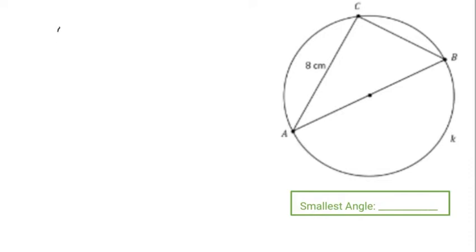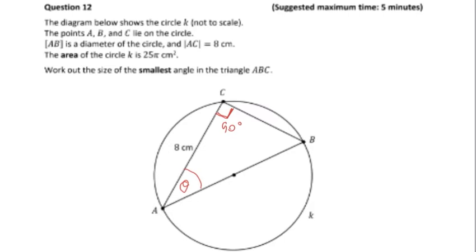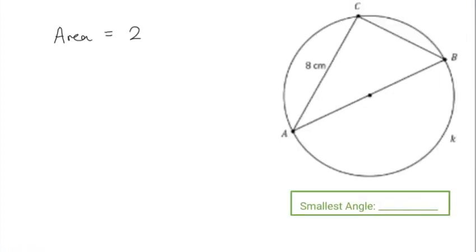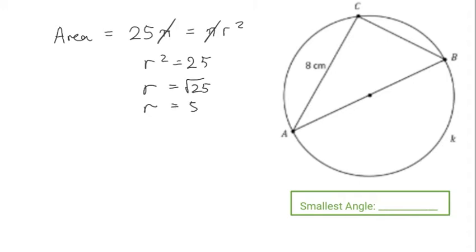So the area of the circle is 25 pi. And that's equal to pi r squared. So we can divide across by pi. So r squared is equal to 25. And r is equal to the square root of 25, which is equal to 5. Okay, so that means that we have 5 plus 5. So our diameter is equal to 10 centimeters.